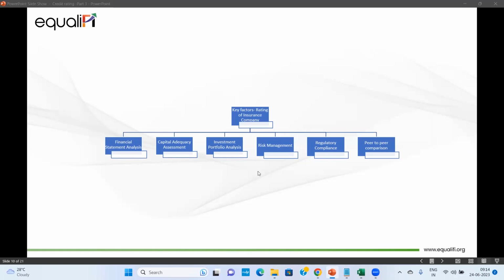These are key factors which we check in rating of an insurance company. One is financial statement analysis. Second is again capital adequacy ratio. Obviously, in an insurance company, you must have adequate capital so that you can give the claims. Next is investment portfolio analysis, risk management, regulatory compliance, and peer-to-peer comparison. Let us do one by one.